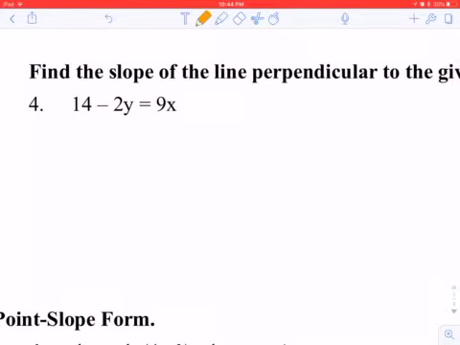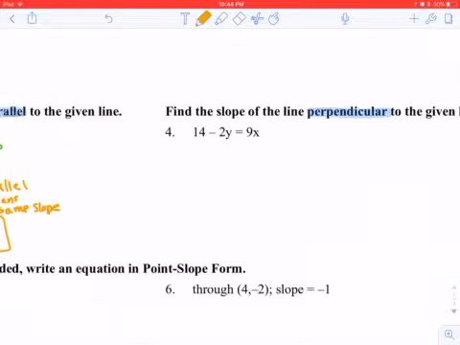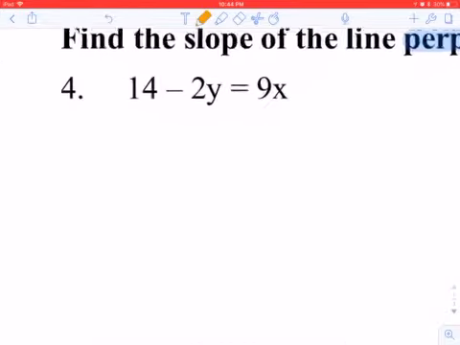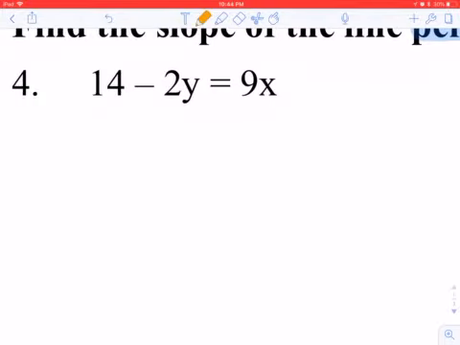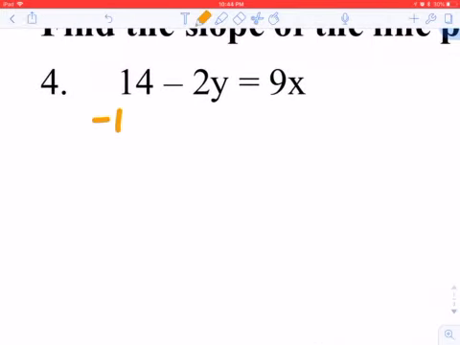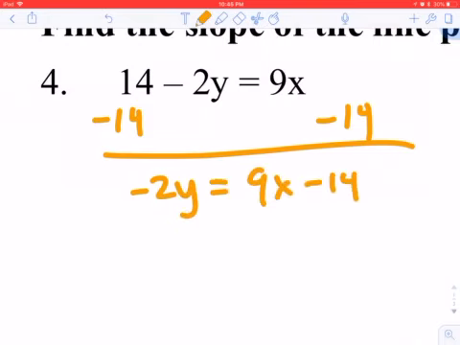Okay, number 4. So this one is asking for perpendicular. So we can do the same thing as we did number 3. First thing, we're going to write it into y equals mx plus b. So I'm going to minus 14 over. Doesn't matter if you do the 14 or you do the 2y, you're going to get the same thing. I'm going to make sure I do it over here so I don't get confused. So I have a minus 2y is equal to 9x minus 14.